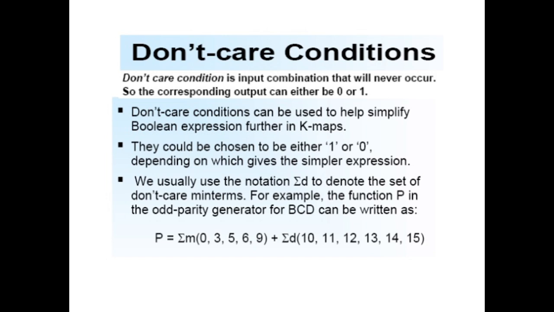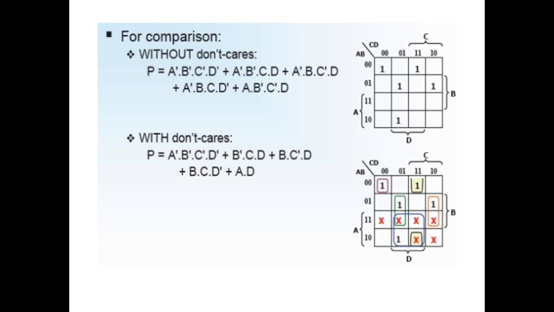For example, the function P, the odd parity generator for BCD, can be written as P equals summation m 0, 3, 5, 6, 9 plus summation d. The don't care combinations are 10, 11, 12, 13, 14, 15. For comparison, we can show it without the don't care combination and with the don't care combination.